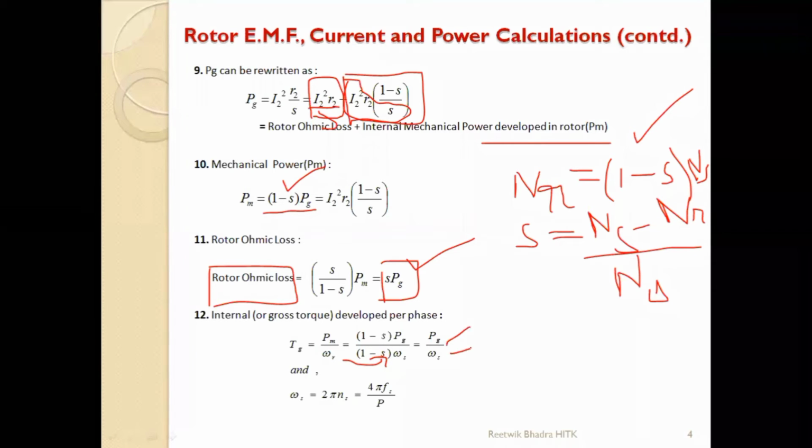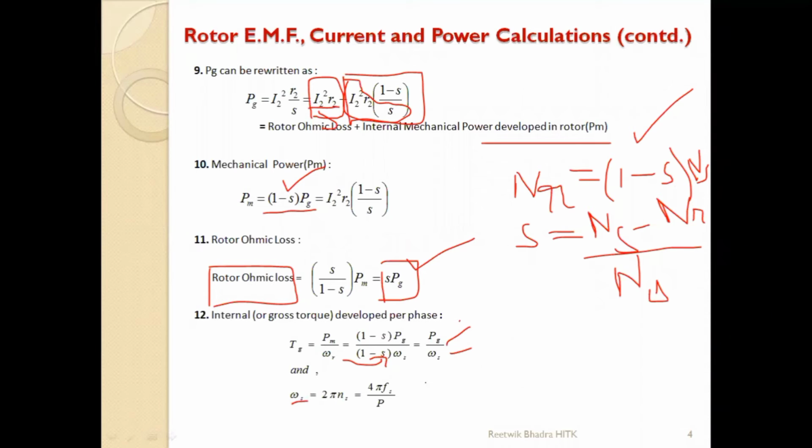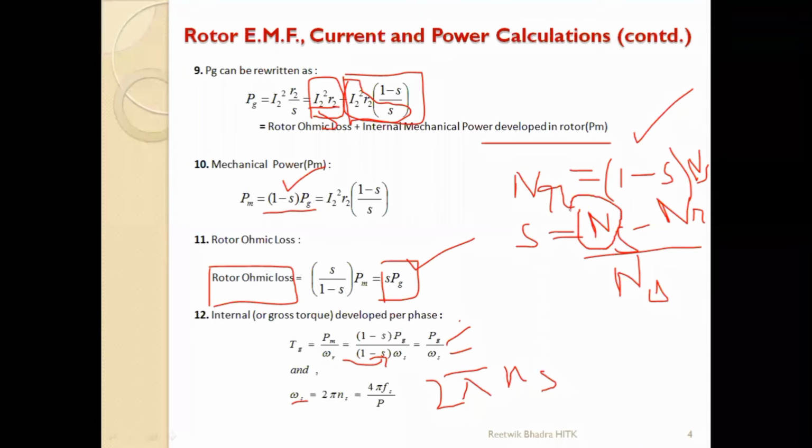So PG by omega S. Ultimately, it comes in terms of again PG. Okay. So if you calculate your PG, all these formulas can be easily calculated separately. So gross torque is PG by omega S. What is omega S? Now omega S unit is radian per second. So 2 pi ns. I told you in the first class, this capital N means RPM.